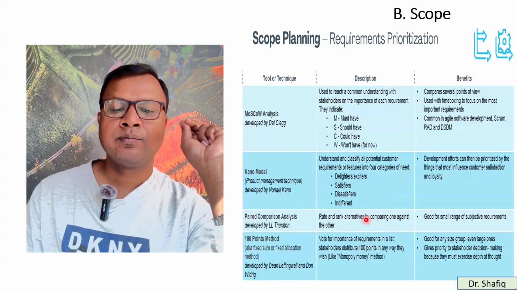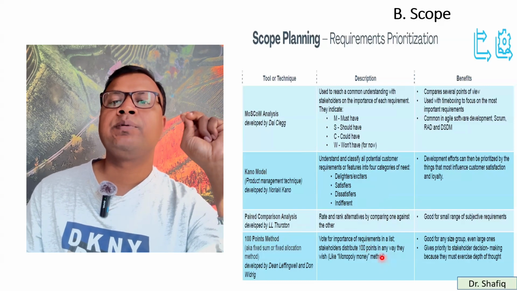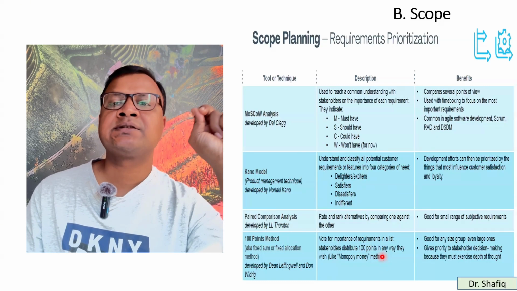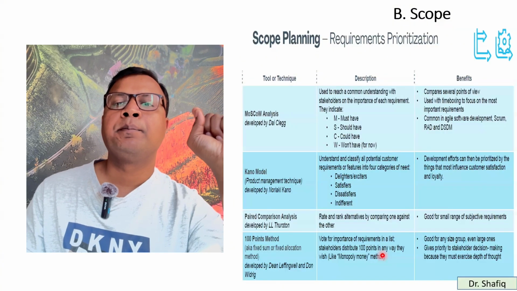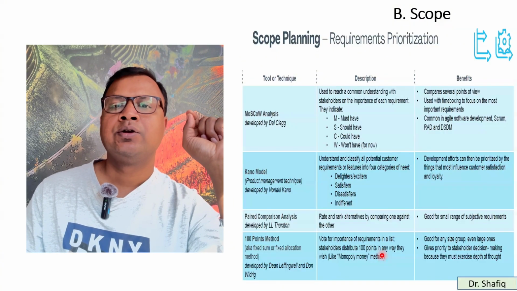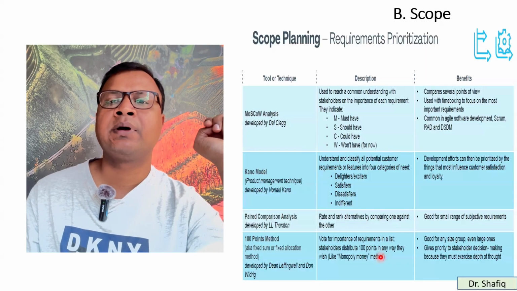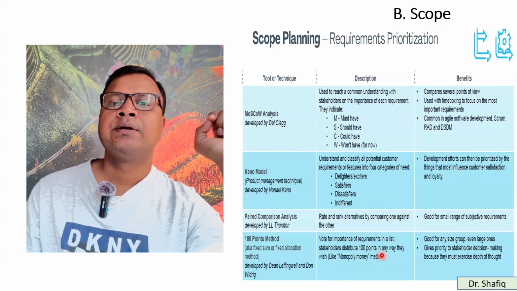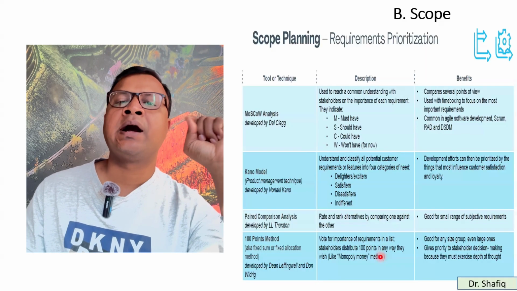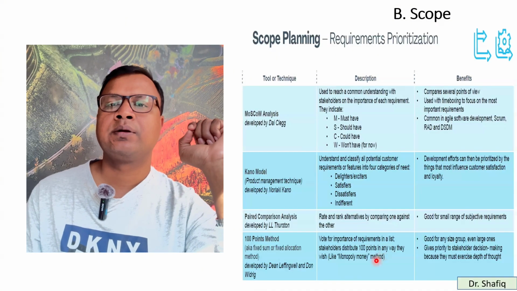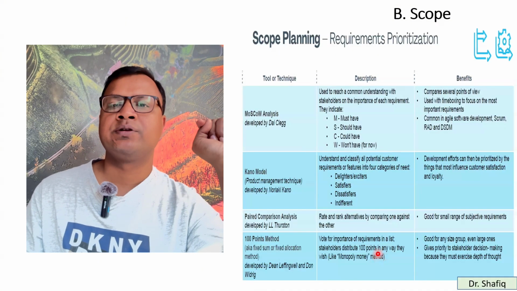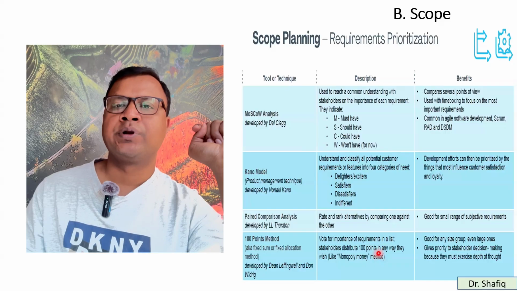100 point marking. So you are giving the options and asking the stakeholders to give marks out of 100. So whichever gets more than 80 marks, 80%, then you will be selecting it. So you can make a matrix with the 100 points for each of the requirements. Then you can select which one is mostly important.